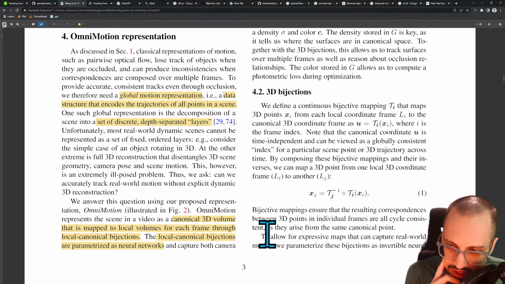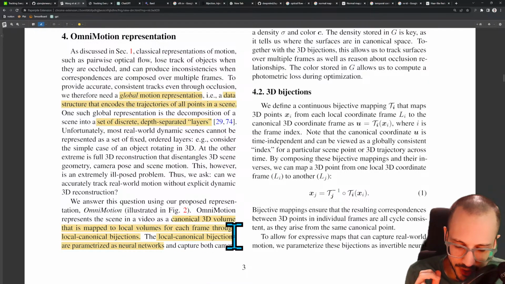Oh, look at that. That's kind of cool. So they have a neural network for each frame? No. A neural network per pixel? Let's see how many neural networks this actually is.